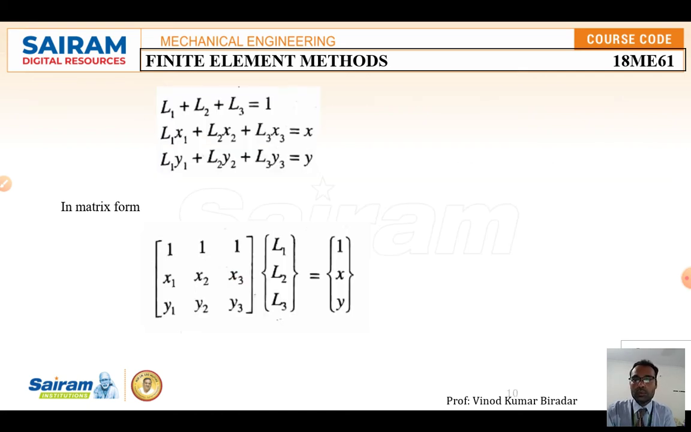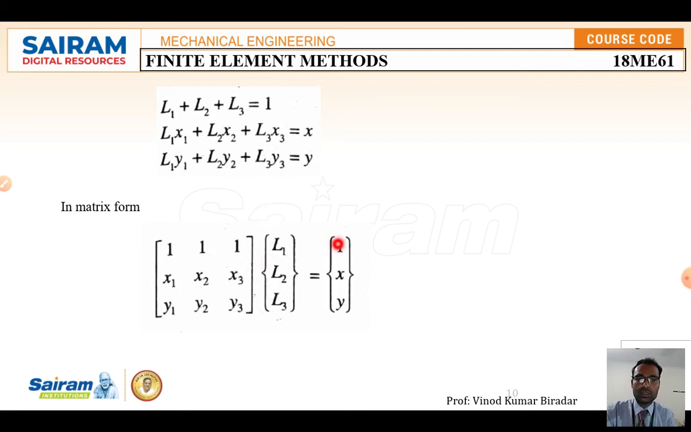Okay, so after that, how do we write the shape functions for all those elements? L1 plus L2 plus L3 is equal to 1; that is the property of the shape functions of any element. And L1 x1 plus L2 x2 plus L3 x3 is equal to x. Similarly, L1 y1 plus L2 y2 plus L3 y3 is equal to y. So for the x and y coordinates, with 3 nodes, you write these 3 equations in matrix form, and you get this equation: 1 1 1, x1 x2 x3, y1 y2 y3.